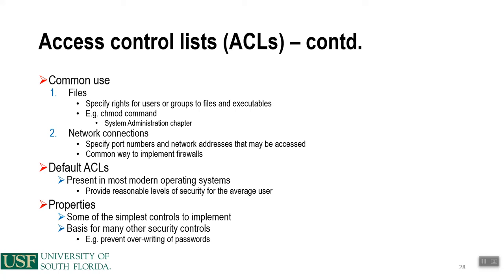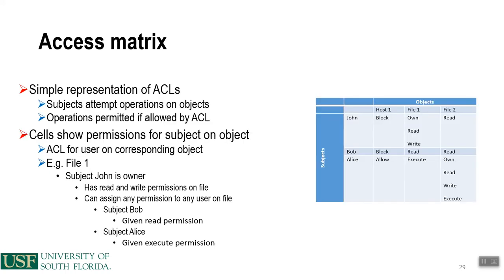Some default ACLs are present in most modern operating systems. They provide reasonable levels of security for the average user. Some of the properties are that they're some of the simplest controls to implement, and they're the basis for many other security controls, such as preventing overriding of passwords. With passwords and access control lists, those are two very powerful yet very simplistic mechanisms that you can use to make sure your organization is safe and secure, because a lot of attacks occur from poor password management or improperly configured access control lists.